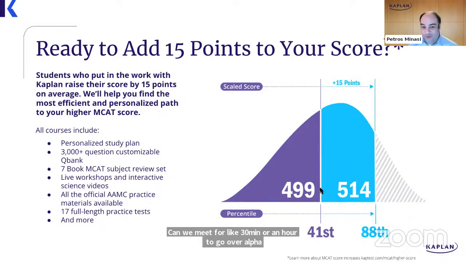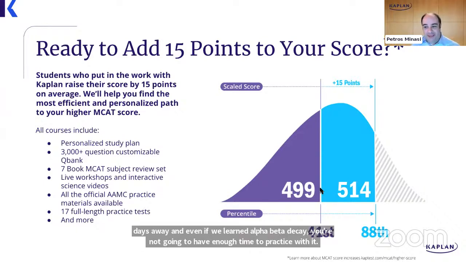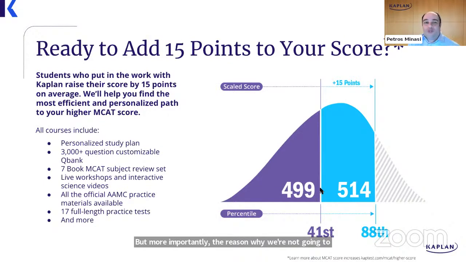And my response to her was, no, we will not meet about alpha and beta decay. Number one, because your MCAT is 2 days away. And even if we learned alpha beta decay, you're not going to have enough time to practice with it. But more importantly, the reason we're not going to meet about alpha and beta decay is because chances are you're not going to get a question about it. It's a very low yield topic.